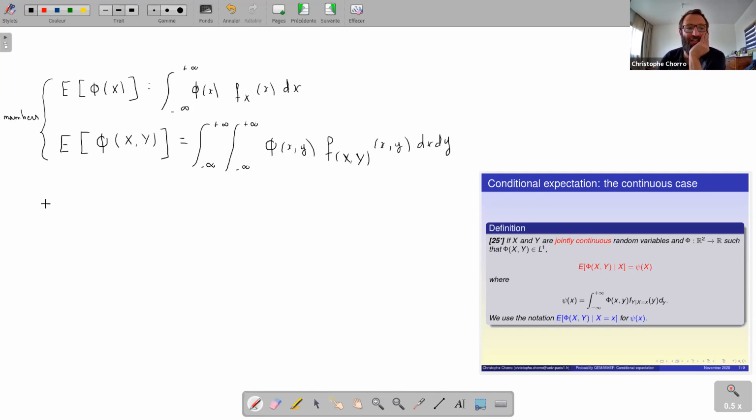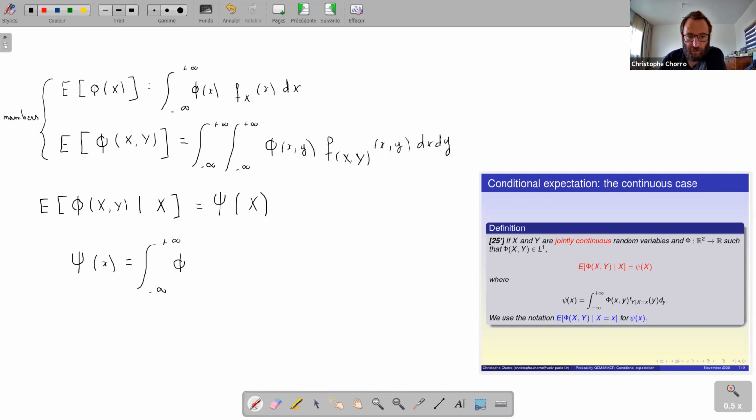So here, if I am interested in defining the conditional expectation of a function of X and Y given X, once again, it will be a random variable that takes the form of a function of capital X, where this function may be computed. In the previous case, it was a sum. Here it will be an integral of what?